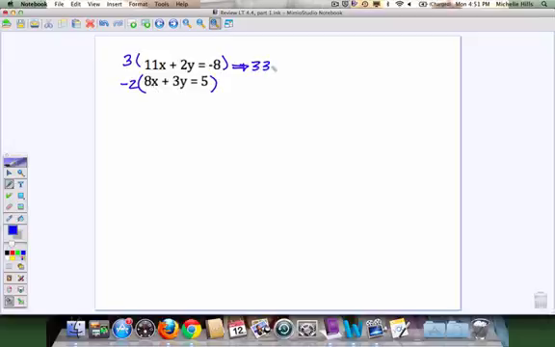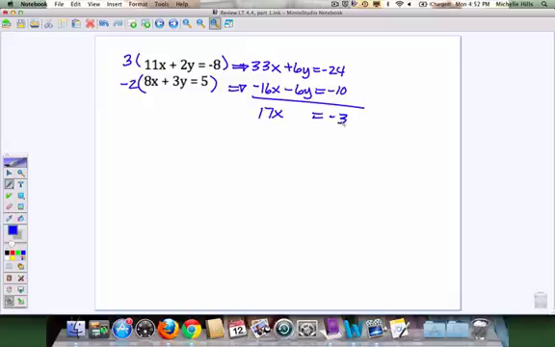So multiplying everything in the first equation by 3, 33x plus 6y equals negative 24. Multiplying everything in the second equation by negative 2, negative 16x minus 6y equals negative 10. Combining my two equations, this becomes 17x equals negative 34. Divide both sides by 17, and x equals negative 2. Now, it looks to me like the second equation might be easier to work with than the first one. It doesn't matter. So 8x plus 3y equals 5.